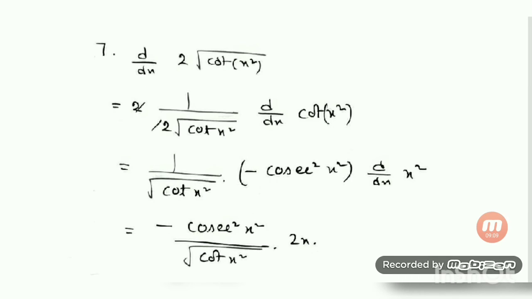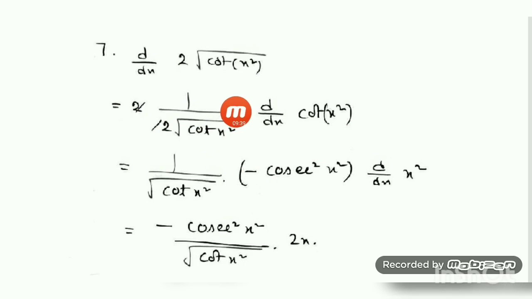Your question number 7 is d/dx of 2 root over cot of x square. Hope you understand what formula we have to apply. 2 is constant, it will come out. Then d/dx of root of cot x square, this portion will be left. So thinking cot of x square as x, I can use the formula of d/dx of root x. The formula of d/dx of root x is 1 by 2 root x.